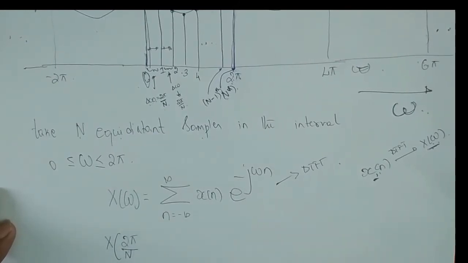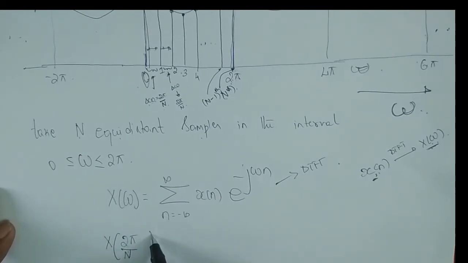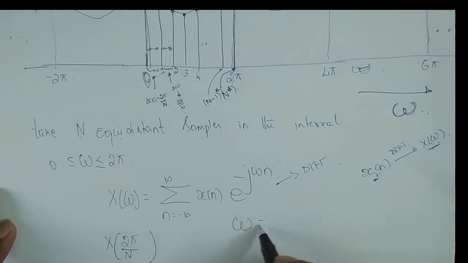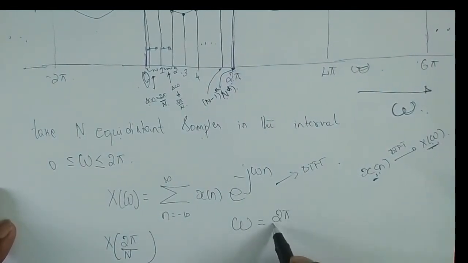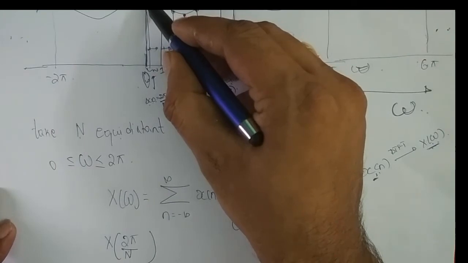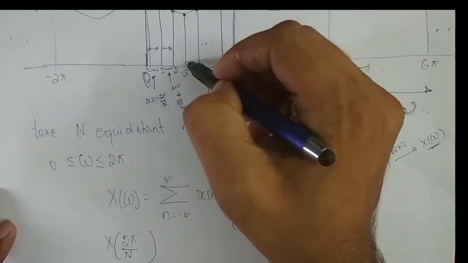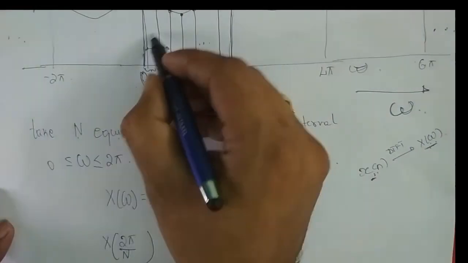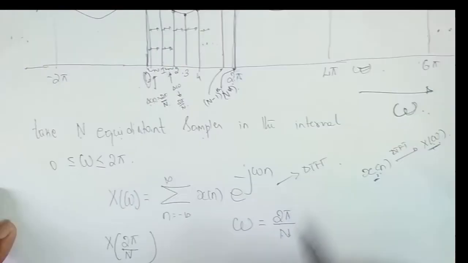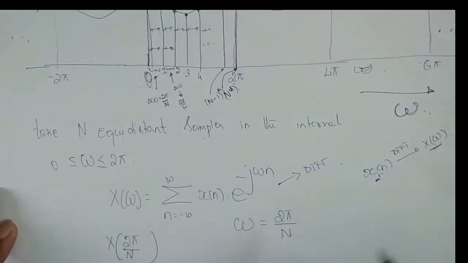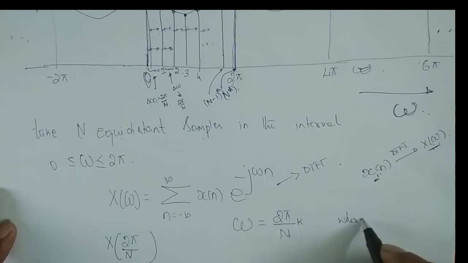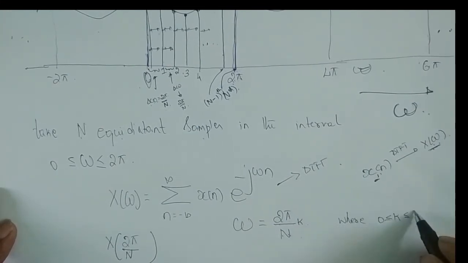Divided by n. Okay, now I have to put one more variable here, which I will let you know. So omega is equal to 2 pi divided by n. 2 pi by n is the distance, right? But I want to address individual samples. How do I address individual samples here? This 2 pi by n is just the distance between successive samples, which are equal, 2 pi by n. But I want to address these individual samples. How do I do that? I have to put one more variable called k, where k takes integer values from 0 to n minus 1.